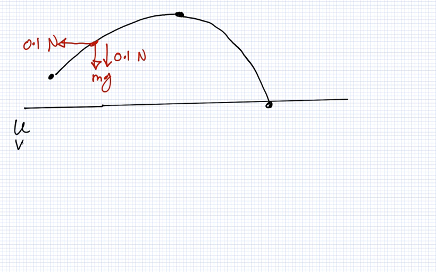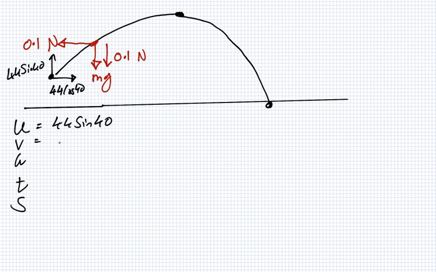So we have u, v, a, t, s. So just like before, we can resolve here. Horizontally, this will be 44 cos 40, and this one here will be 44 sine 40. So u is 44 sine 40, v is 0, a, not 100% sure what it is because it could be a little bit different because we have the drag force. t we don't know, and s we don't know, so we better get the a. So from Newton we know that F equals ma, so a will be F over m.